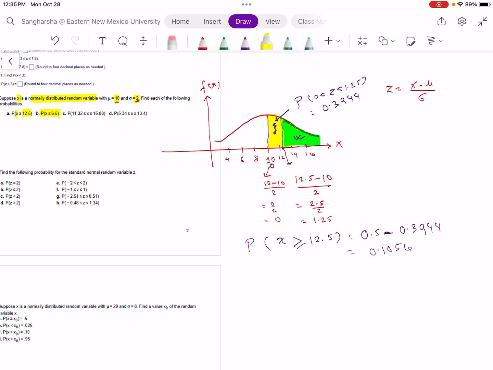Does anyone need help here? Can I start number C? Or you can do number C, but let me do number C. Does anyone need help? Okay, let me do number C, okay?